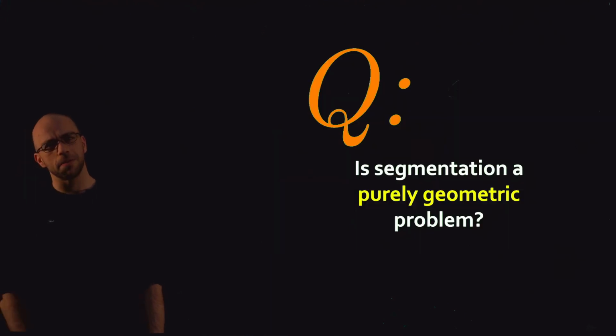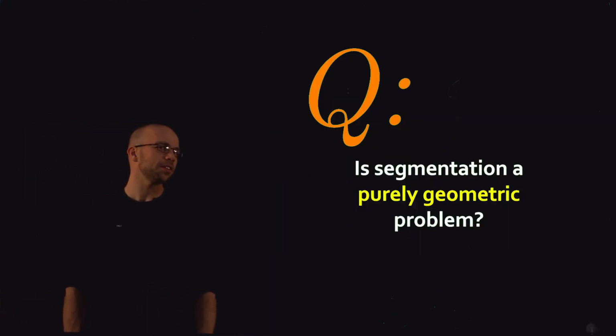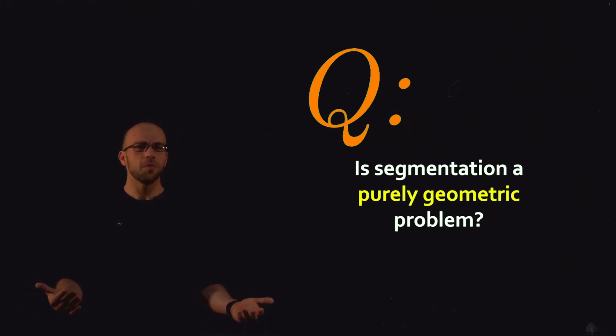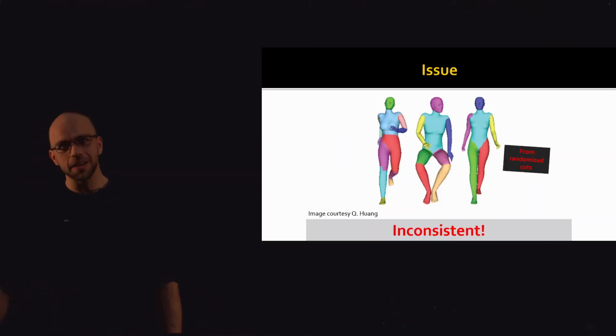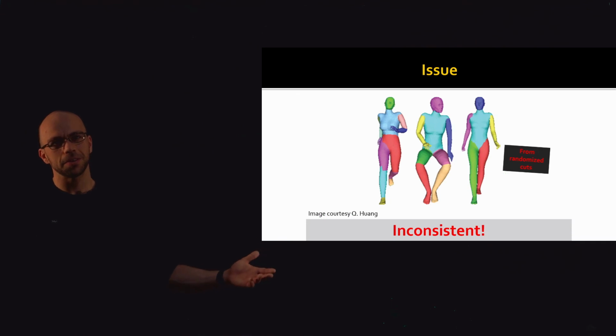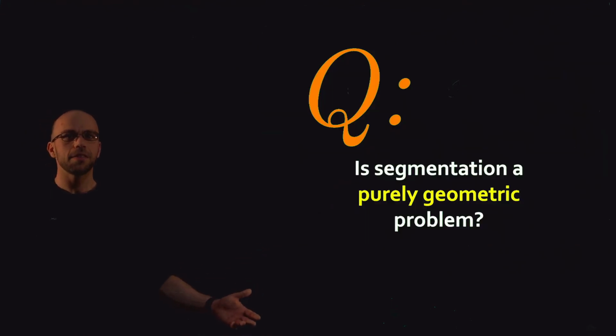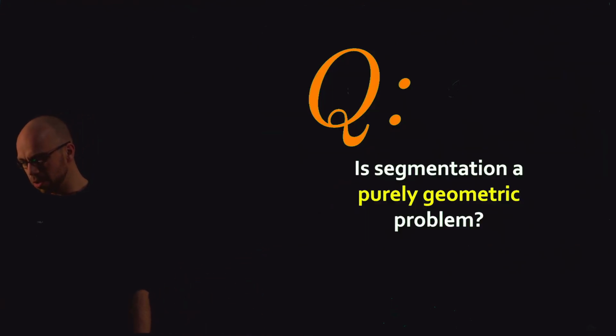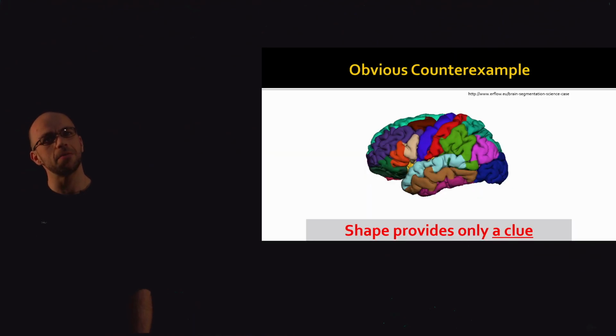And this leads to a broader question: is segmentation a purely geometric problem? The answer is no. For example, segmenting those humans, we know that there's a knee in the middle of your leg. And so you probably want to segment the upper leg and the lower leg in two different segments, even in the character on the right who doesn't have a prominent feature in the middle. So in fact, we really should be incorporating information that we know about our application.